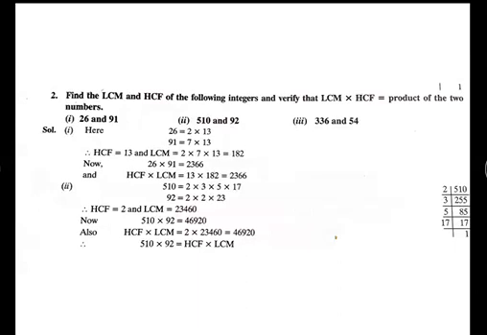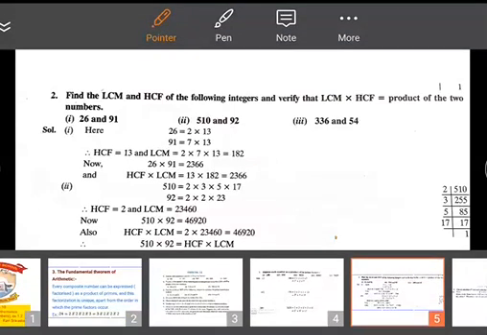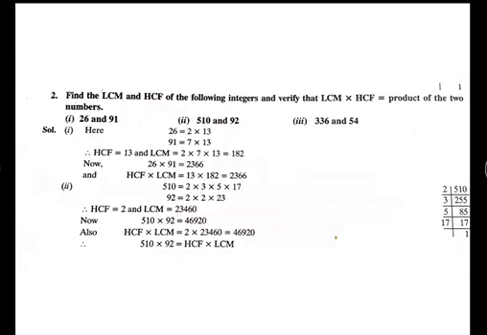What is the HCF in this? HCF is the highest common factor. The common factor is 13. Here HCF equals 13, and LCM equals 2 into 7 into 13, which means 182. If you multiply 26 and 91, it equals 2366, and if you multiply HCF 13 and LCM 182, you also get 2366. So we can say LCM into HCF equals the product of the two numbers. Similarly, you can do the second part also.